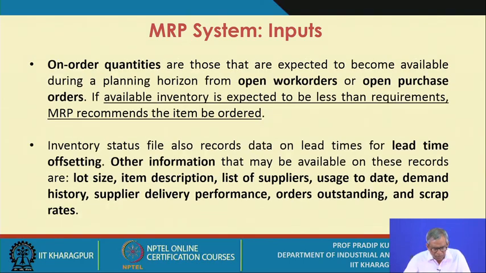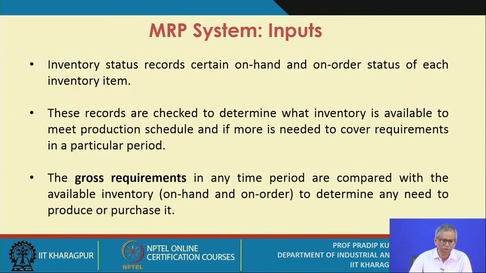What is important is that certain points I would like to highlight on the MRP system inputs. Inventory status records: the on hand and on order status of each inventory item. That means you have a clear idea, like we have used the term inventory position. So what is an inventory position? Actually, it is on order plus on hand minus back orders. So here what you try to do is continuous monitoring. So the inventory status records show the on hand and on order status of each inventory item.